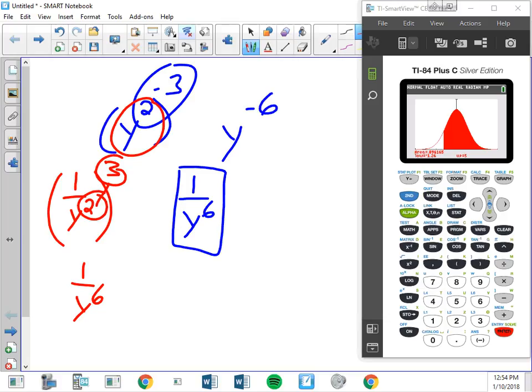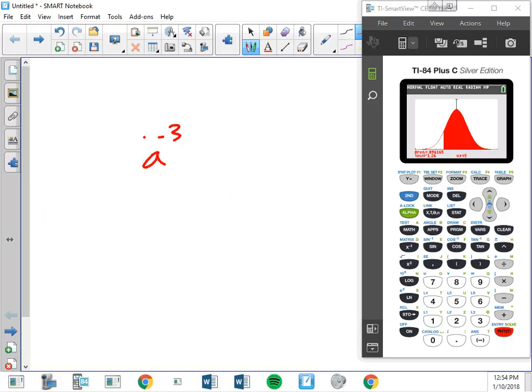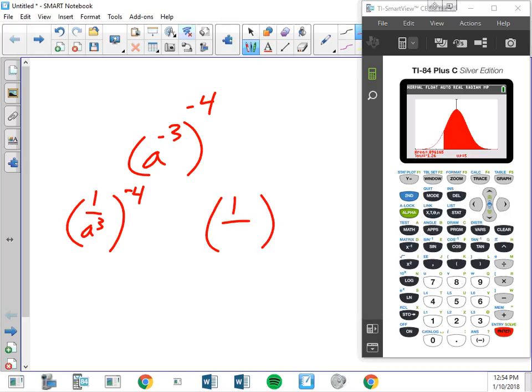Well, because I can only get rid of one negative at a time. So let's say I had a to the negative 3 and a to the negative 4. Which one do I have to get rid of first? It doesn't matter. I could put 1 over a to the 3rd, and then this number would be negative 4. Or I could do 1 over a to the negative 3, and this number would be positive 4.